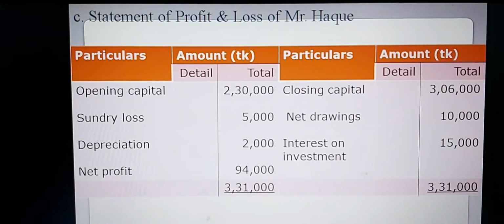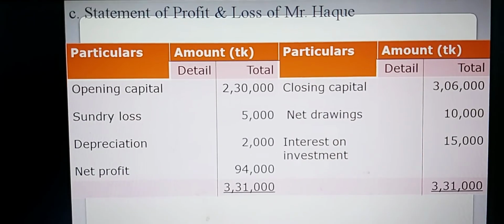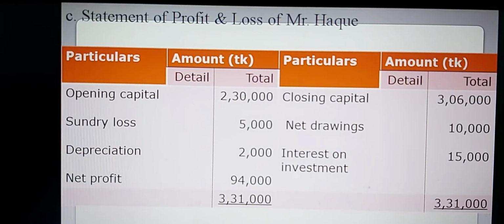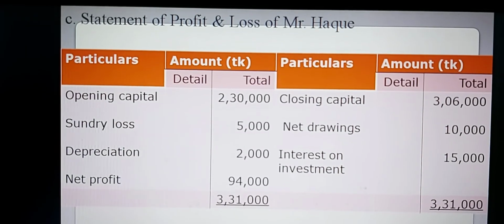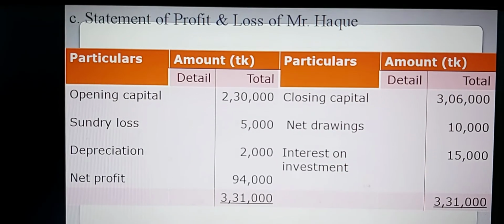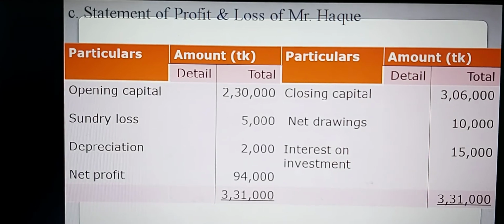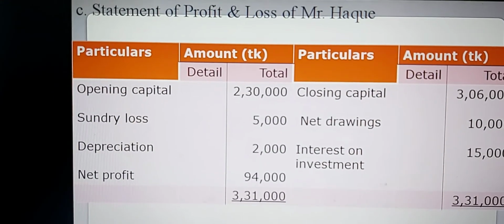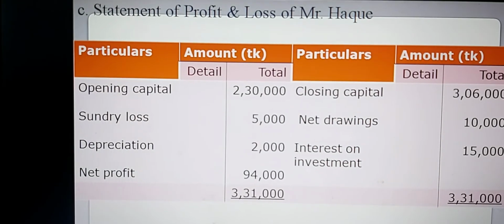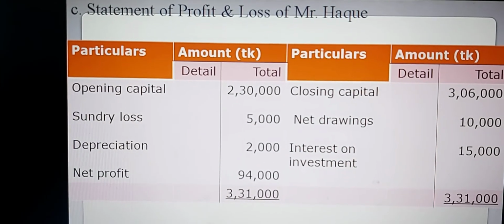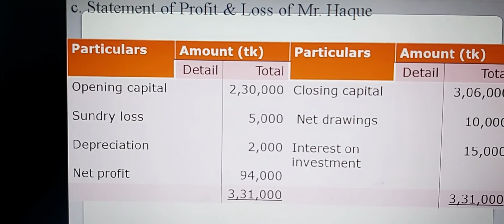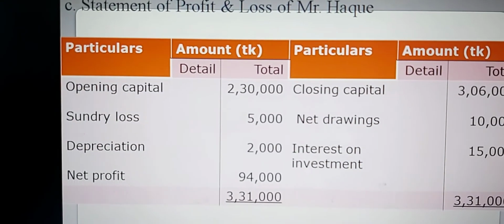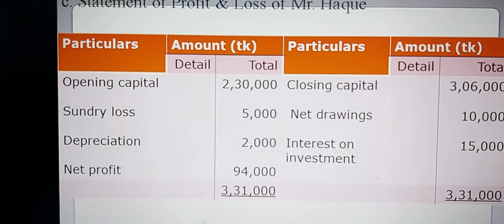Statement of profit and loss of Mr. Hawk. On the left side total 3 columns: particulars, amount taka detail, amount taka total. On the right side: particulars, amount taka detail, amount taka total. In every statement of profit and loss, at first you have to write on the left side opening capital, that is the amount of taka 2,30,000. On the right side the first amount to be written is closing capital, that is the amount of taka 3,06,000.